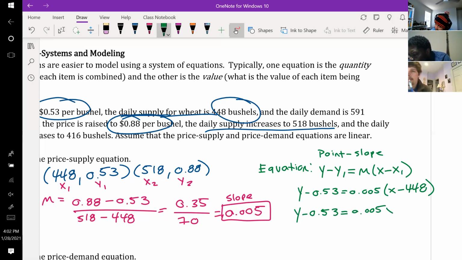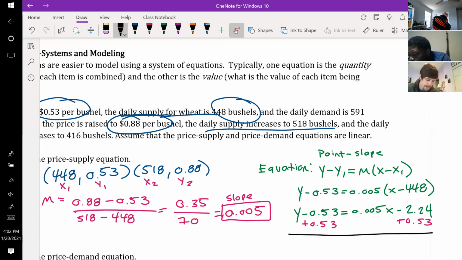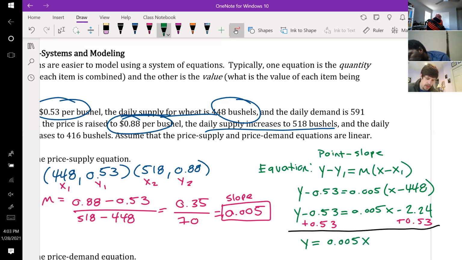Distribute that 0.005, and I get 2.24. And then add that 53 cents over. Minus 53 cents or plus 53 cents, $1.71.